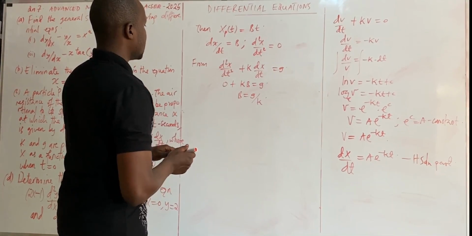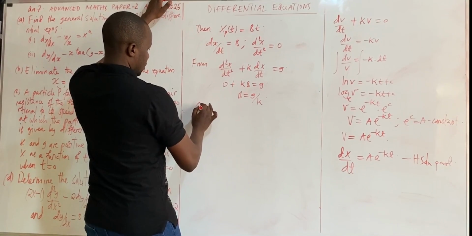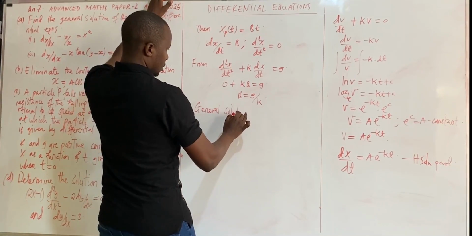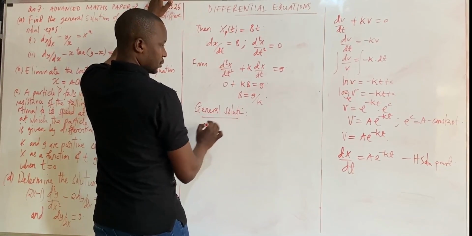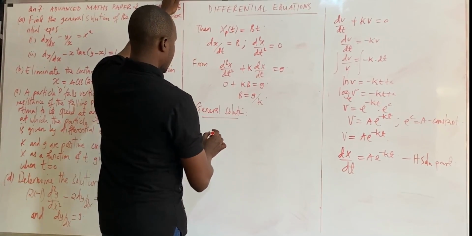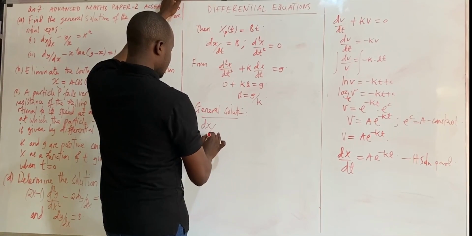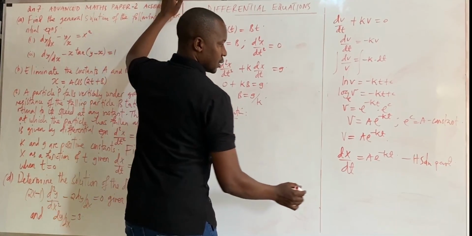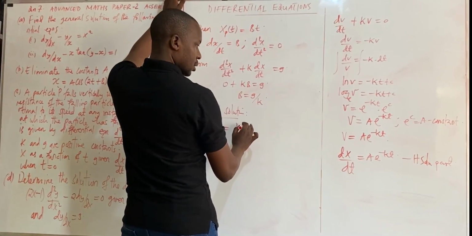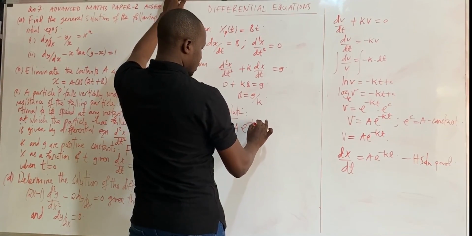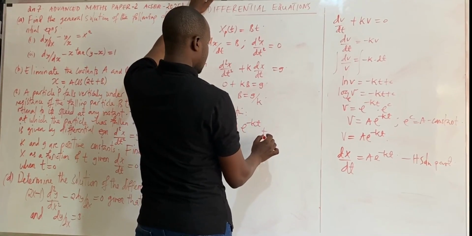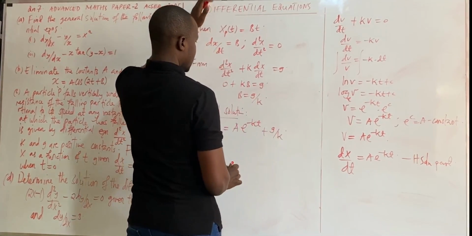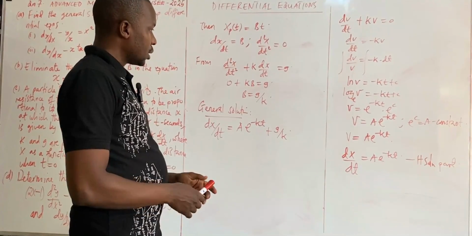So now, if we are looking for the general solution, the general solution is a matter of saying dx/dt equals the homogeneous part that we obtained, a raised to e negative kt, plus this particular part, that will be g over k.